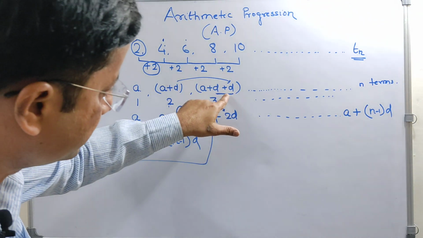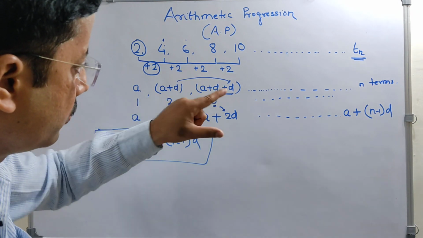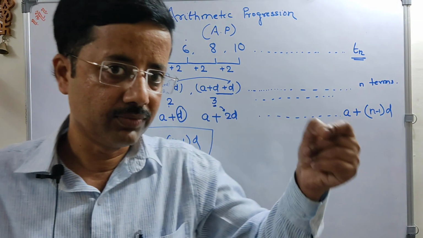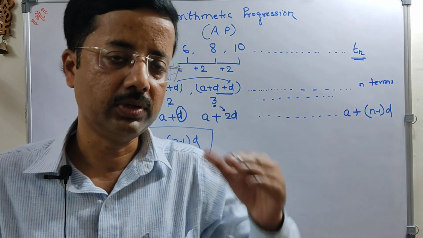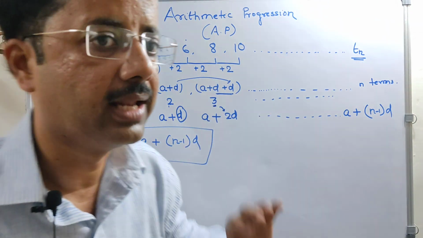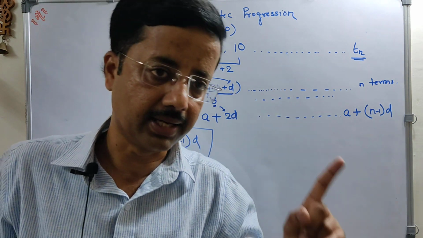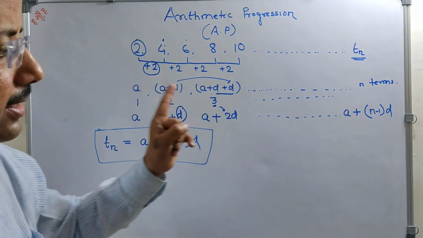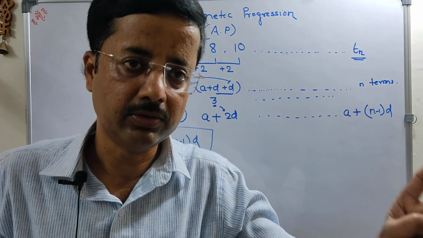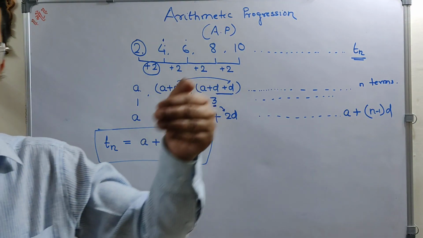We are adding 2 times d in the third term, we are adding 1 time d in the second term, and so on. So it is very clear that whichever term we need to find out, the d value is 1 less than the term which we are finding. Suppose I find the 99th term, then d would be added 98 times, because in the third term d is added 2 times, in the fourth term d is added 3 times, in the fifth term d is added 4 times.